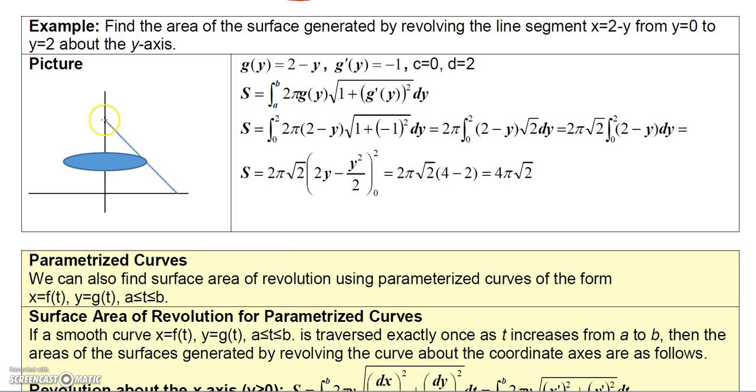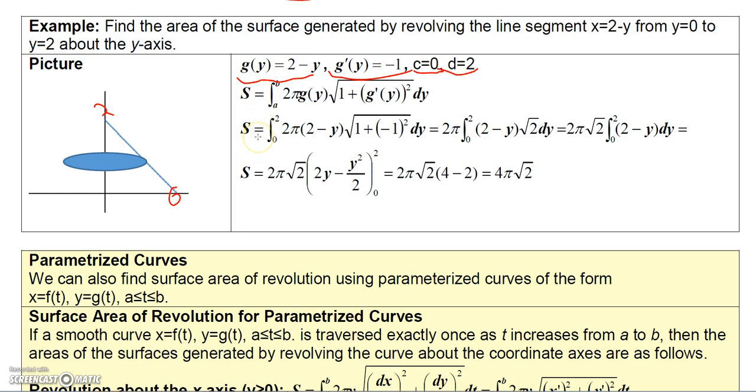Okay, so the next one, we're taking x equals 2 minus y, and we're going to revolve it around the y-axis. So it looks like we're getting a cone again. And we're going to go from y equals 0, which would be here, up to y equals 2. We know that g of y is 2 minus y, the derivative of that is minus 1, and we're integrating from y equals 0 to y equals 2.